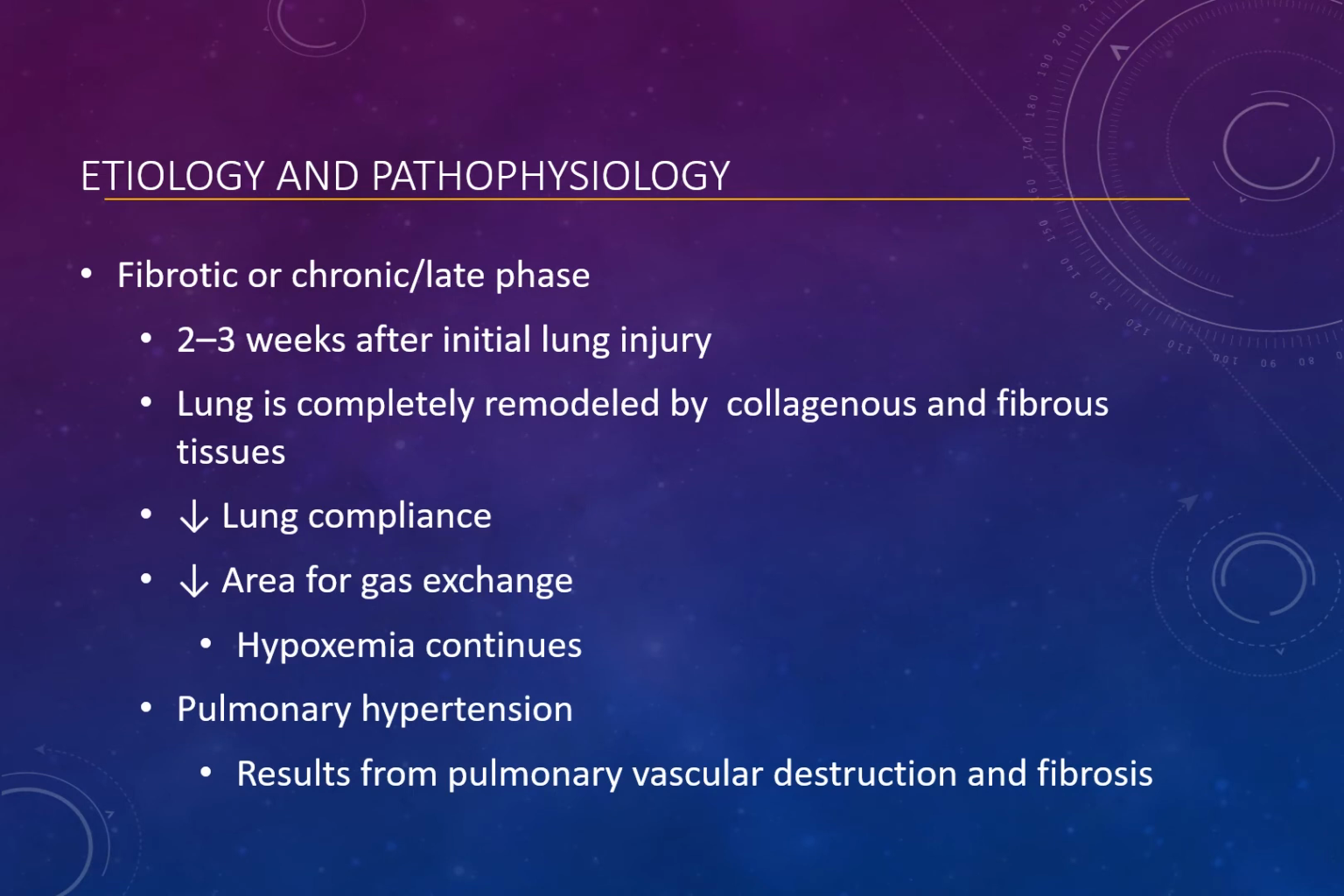So in our fibrotic or chronic late phase, this is if the patient went into the proliferative phase. The next step after that is the fibrotic or chronic late phase. So this is 2 to 3 weeks after lung injury. The lung is completely remodeled by collagenous and fibrous tissue. So decreased lung compliance, decreased areas for gas exchange, hypoxemia continues. They might have some pulmonary hypertension. And with this, the diffuse scarring and fibrosis results in overall decreased lung compliance.